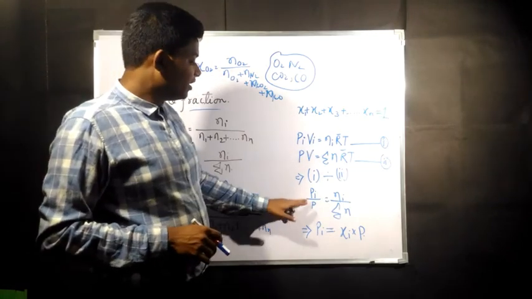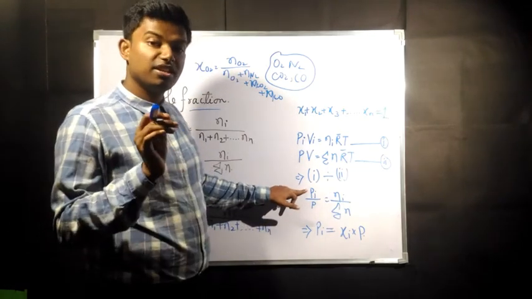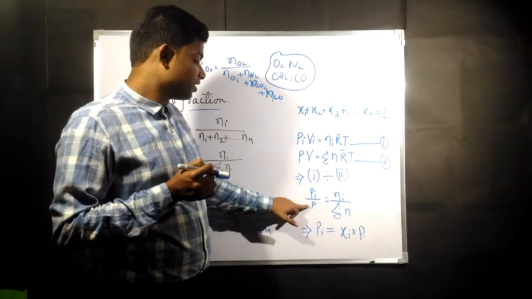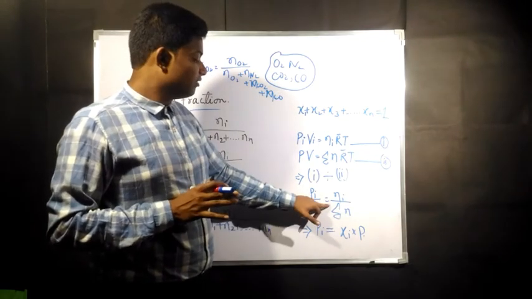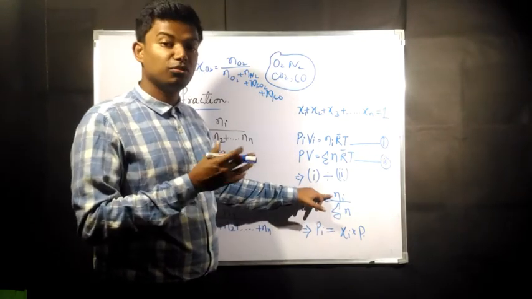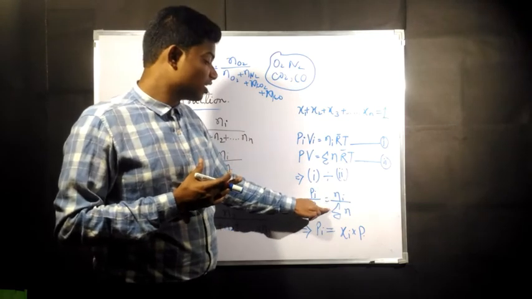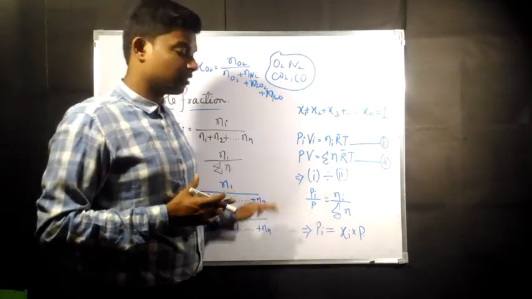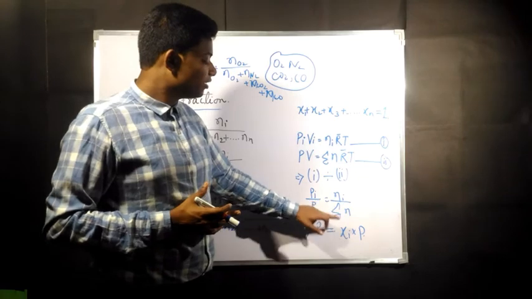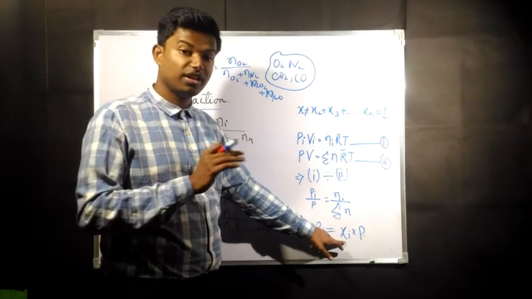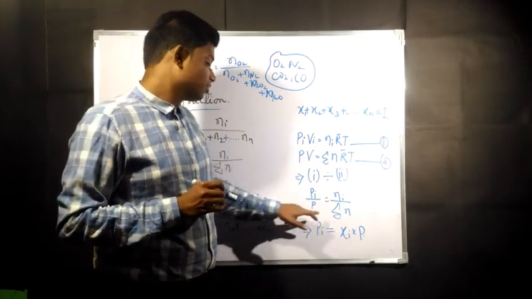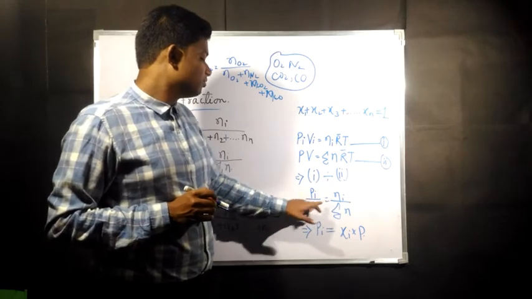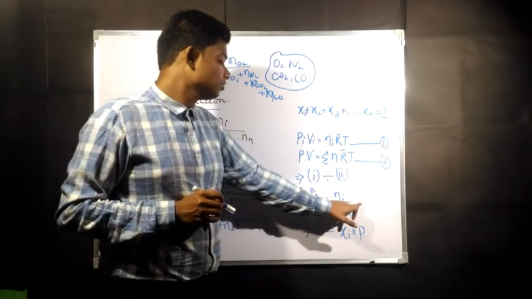After dividing we get Pi, the partial pressure of that individual gas, divided by the total pressure, which gives the ratio of the number of molecules of the individual gas to the total number of molecules in the mixture. This is what we know as the mole fraction of that particular gas. If we cross multiply, this gives Pi equals P into Xi.